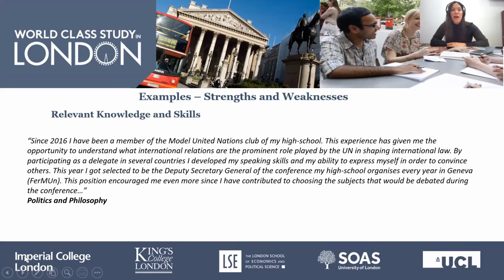Okay, and then looking at this politics and philosophy student, again, they've talked about the Model UN club that they were in within high school. They've talked about their understanding of how the UN plays such a pivotal role. And they've also talked about how they were selected for the Deputy Secretary General at the conference and their school organisation, and how that has helped them to grow a lot of strengths and skill sets to move forward. So again, showing that this student is going above and beyond what they need to in their day-to-day academic life.